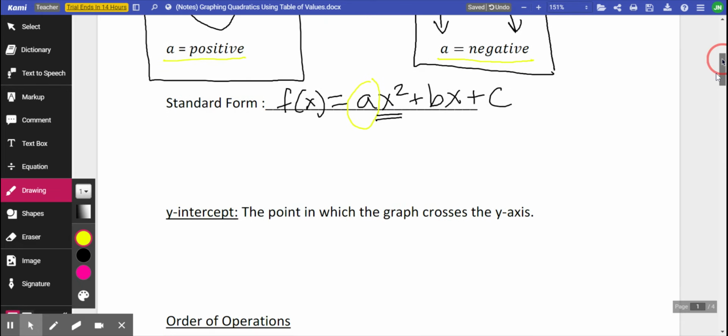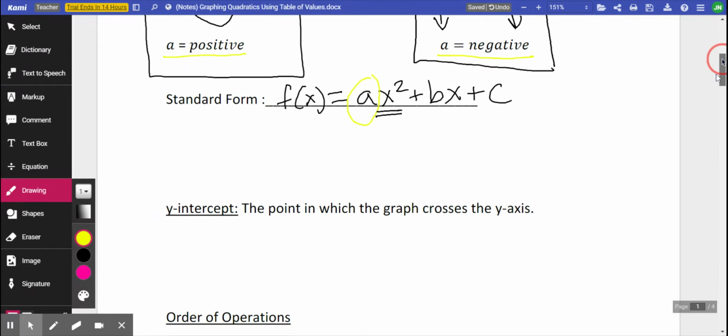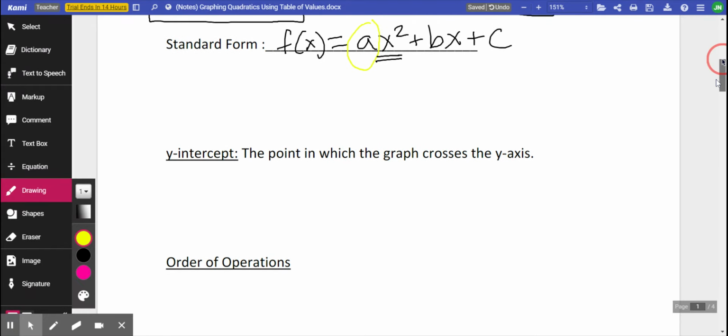So the first thing that we're going to be discussing is the y-intercept. The y-intercept, as we discussed in a prior lesson when we graphed lines, is the point at which the graph crosses the y-axis. And the trick to finding the y-intercept is that you set x equal to 0. That is always going to be the case. It was the case with lines. It's going to be the same case with quadratics and any other function you're going to get in any math class.